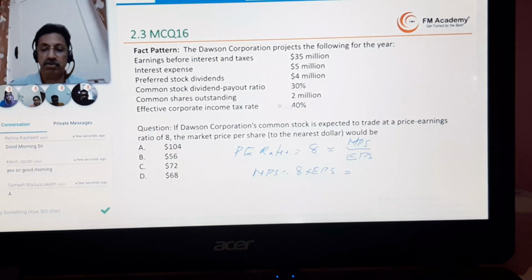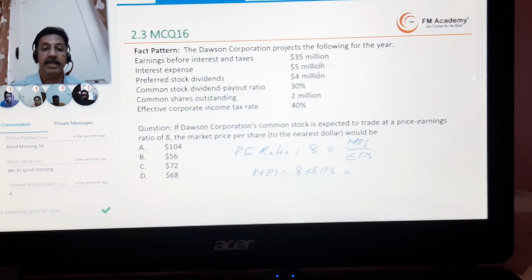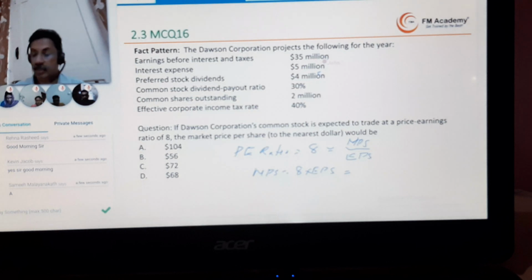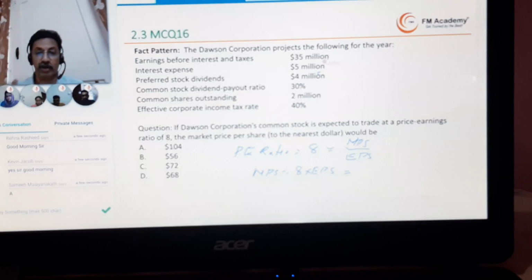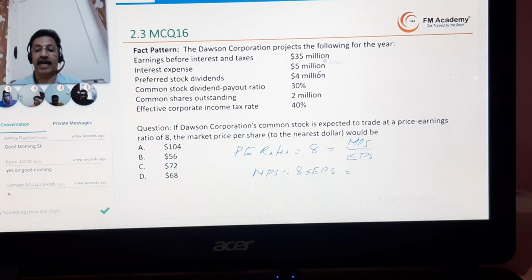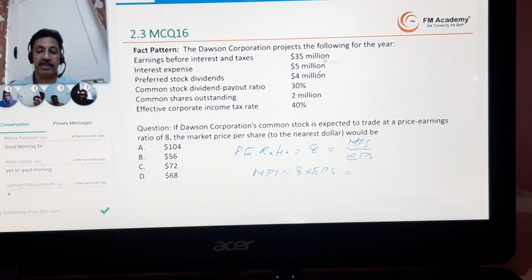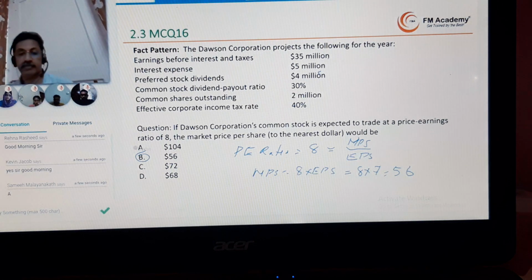Earnings per share computation, when you do it, you have 35 minus 5, 30 million, right? Into 60% is after tax profit, that is 18 million. Minus 4 million is the net income available to the equity shareholders, that is 18 minus 4 is 14 million, right? That is there for 2 million shares. So divided by 2 million, it is 7. That is the earnings per share. So 8 into 7 is 56. Choice B is the answer. Next question.